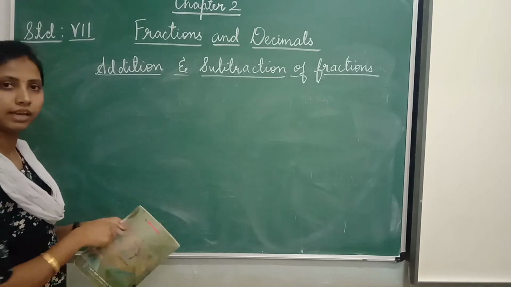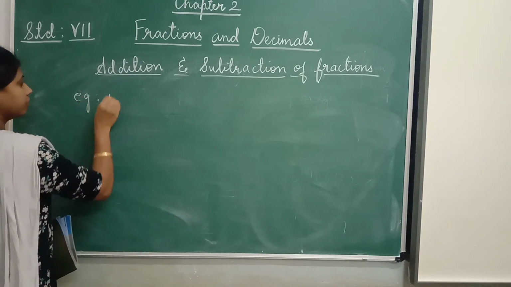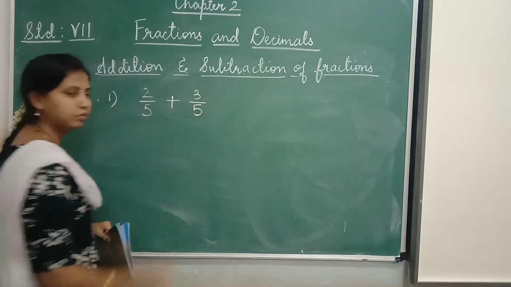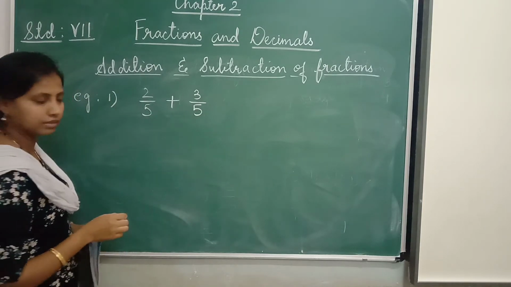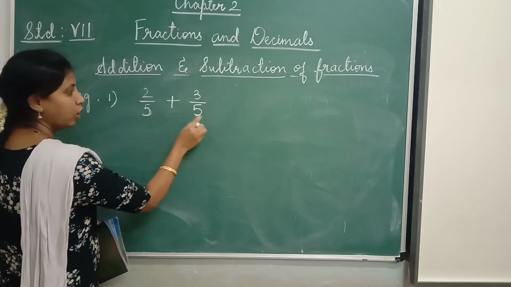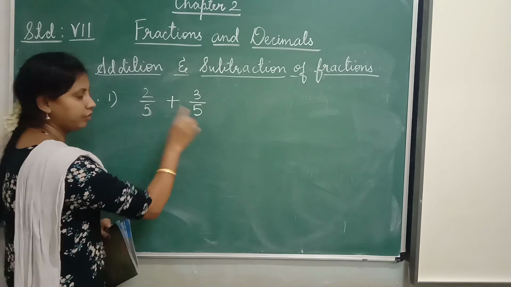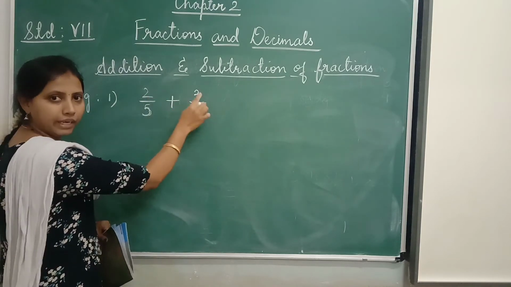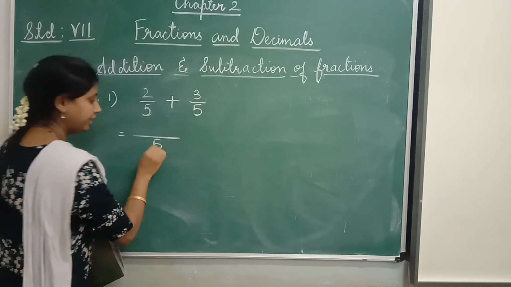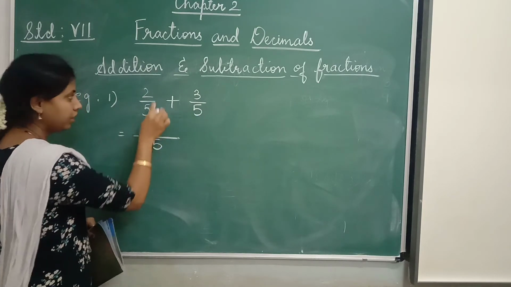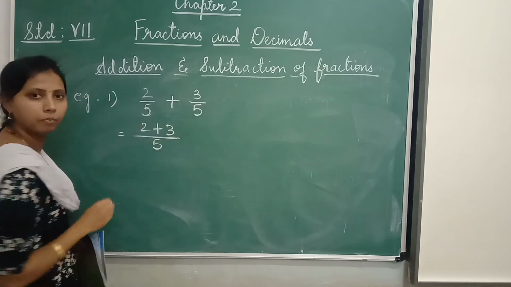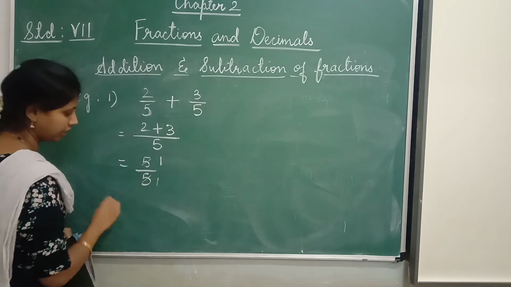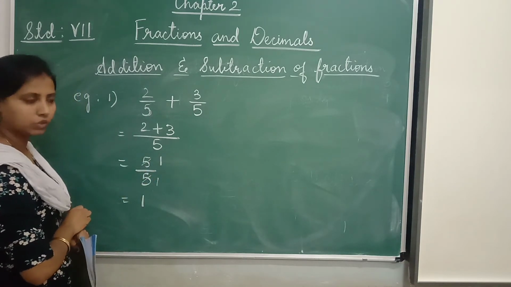Let's take a simple example first. For example, 2 by 5 plus 3 by 5. These are the two fractions you have to add. You must see here the denominators are the same. Here the denominator is 5, here also the denominator is 5. So when the denominators are the same, you can directly add the numerators. Write the denominator as 5 because they are the same and directly add the numerators. So 2 plus 3 is 5 upon 5. Now you can simplify. 5 ones are 5, 5 ones are 5, so you get 1.